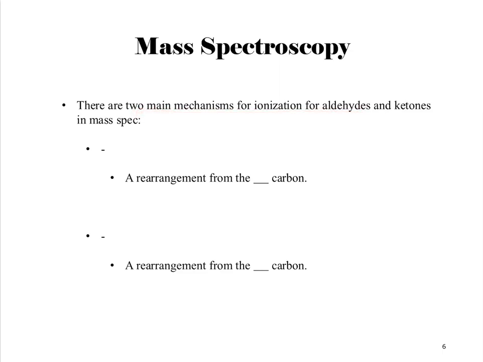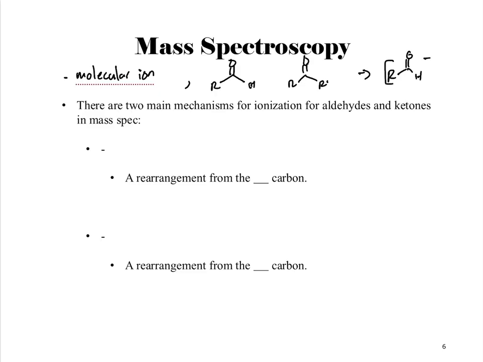So the first thing you're always going to have is the molecular ion. If we have an aldehyde or a ketone, a generic one, the molecular ion is just going to be the ionized version of this entire molecule. We don't know exactly where it's going to ionize, but we know it's going to have a positive charge on it somewhere. Or for the ketone, it would be the exact same thing. So that's going to be one of the first peaks that you're going to see in the spectrum, not actually along the axis, but that'll be one that's always going to show up.